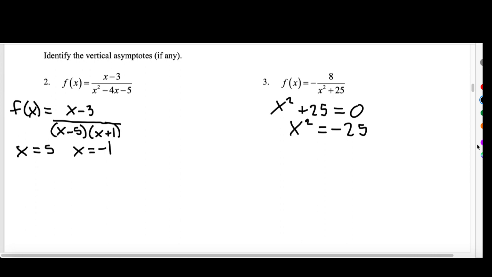Okay, let's now talk about horizontal asymptotes.